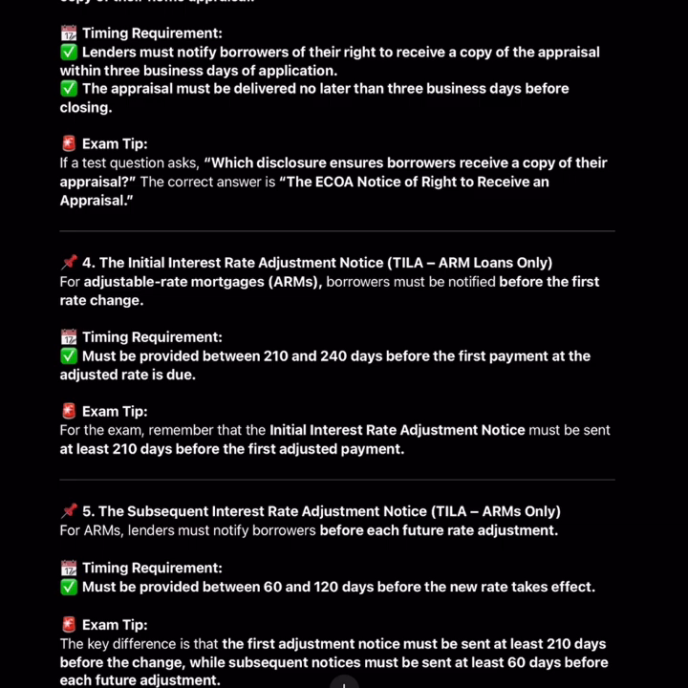Exam tip. If a test question asks, which disclosure ensures borrowers receive a copy of their appraisal? The correct answer is the ECOA Notice of Right to Receive an Appraisal.